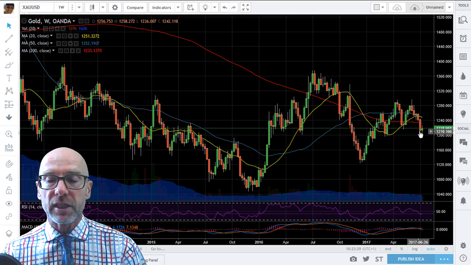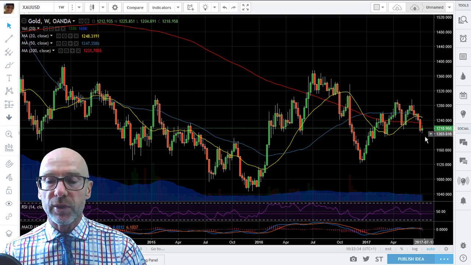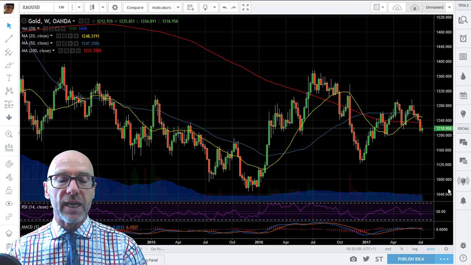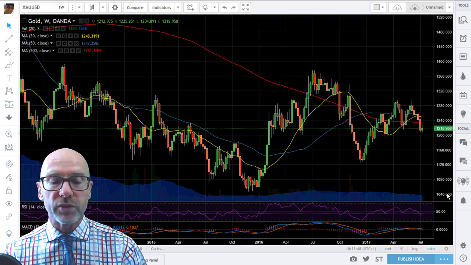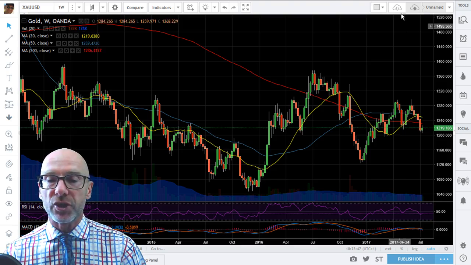And as I said, the lows that we've just achieved were below the lows of May, so it looks like we are getting a downtrend being formed. RSI is again below 50, at 44.3, and the MACD have just rolled over in a bearish picture.